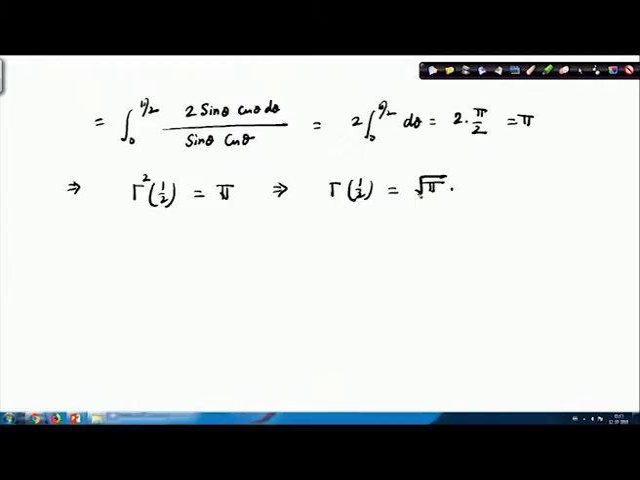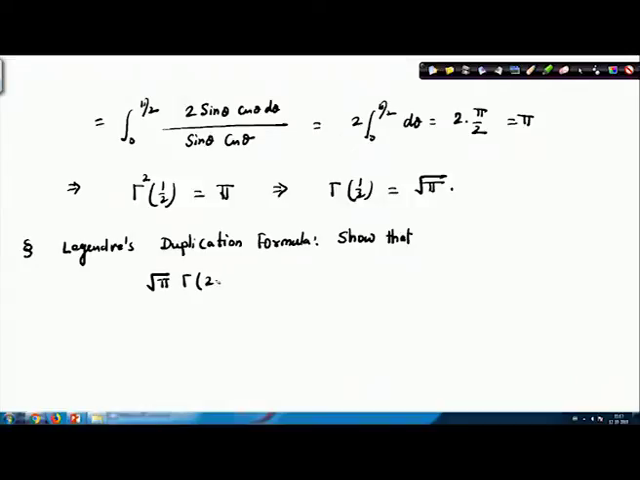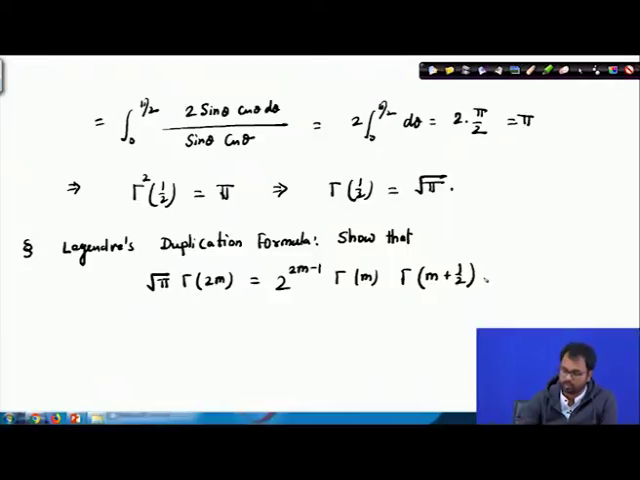Next, our next formula, we call it Legendre's duplication formula. Of course, its proof is a little bit extensive or lengthy, so I will avoid the proof. However, I am just going to write the formula. The formula says that square root of pi times gamma 2m equals 2 to the power 2m minus 1 times gamma m times gamma m plus half, and this is our required duplication formula, where m is any positive number.